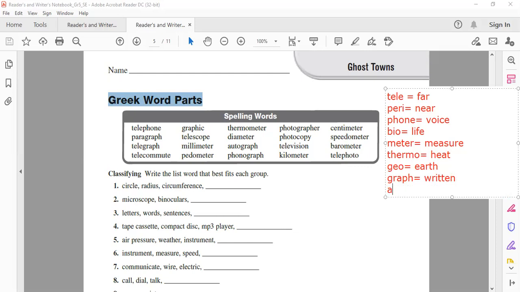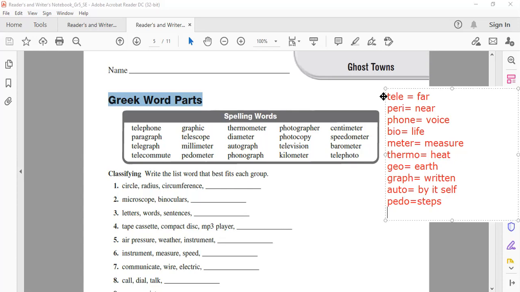Auto, by itself. Miss, what about ped? P-E-D. Ped? Yeah, like you have it, pedo. Pedo, it means steps. Pedometer. Steps. Also, what else? Millimeter? Kilo. Kilo, it means 1,000 meter, but the word meter, it means measure.